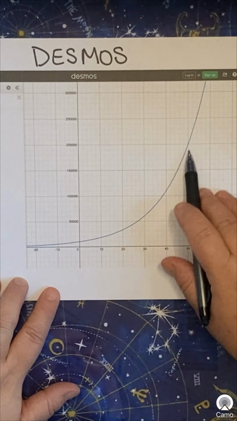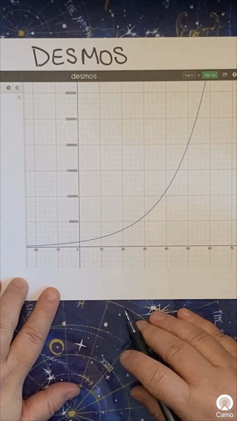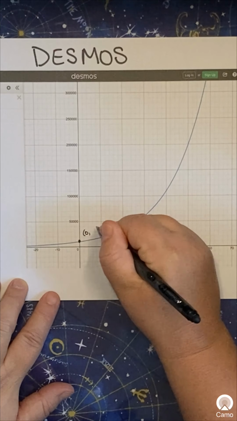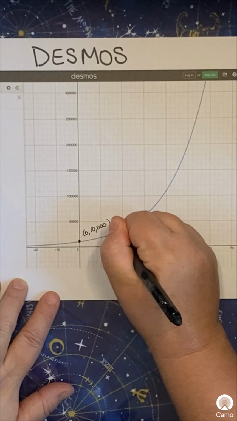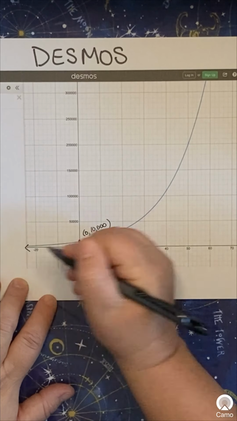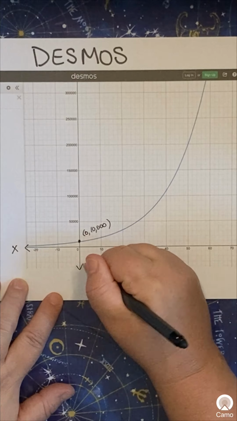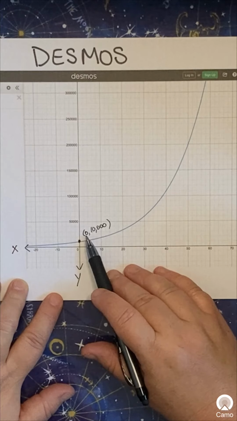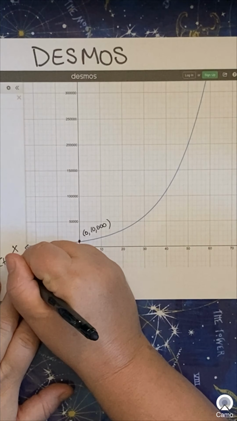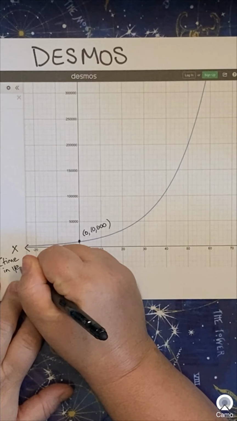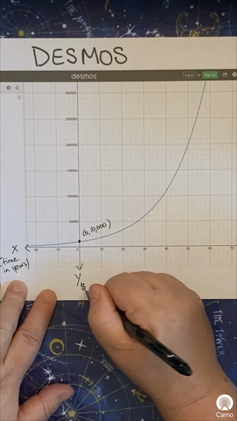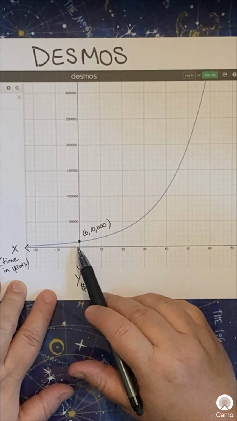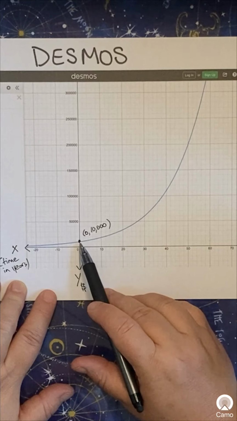So here, what can we see? Well, we can see this awesome growth here. And you can't tell, but I'm going to point out that this point is at 0, 10,000. And what does that mean? Well, if this is the x-axis and this is the y-axis, then this means when x, time, is in years, and y is in dollars, at 0, we've got $10,000.